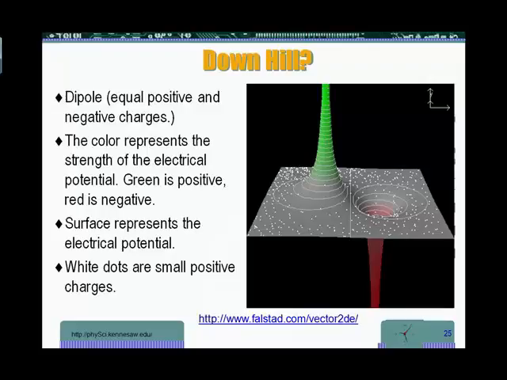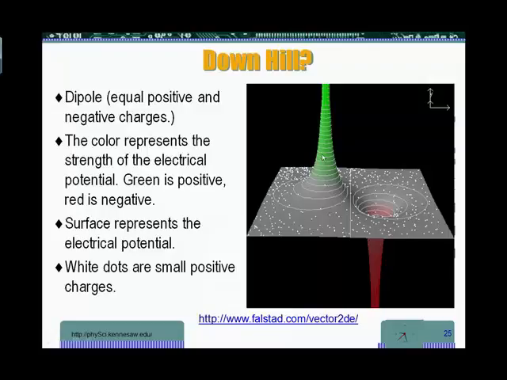particular configuration where we have two equal charges, one positive and one negative, that we are going to place. So we call that a dipole usually. A dipole is made up of two equal charges, one positive and one negative. The color in the simulation is going to represent the strength of the electrical potential. Green would be positive electrical potential and red is negative. So here we are seeing green, here we are seeing red.